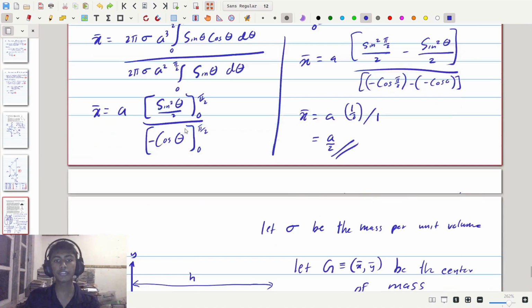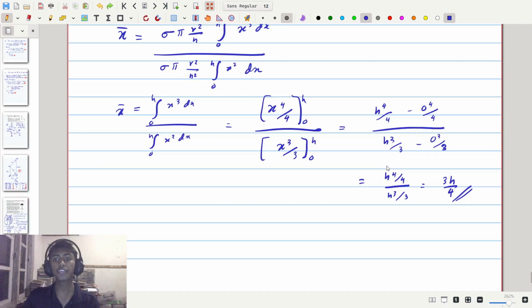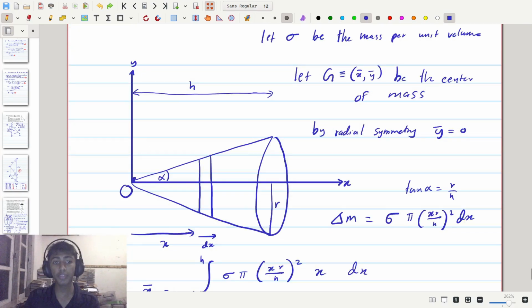So we can see here, since 3h over 4 is the distance from the tip of the cone until the center of mass, the distance from the base of the cone until the center of mass must be equal to h minus the value that we just got.